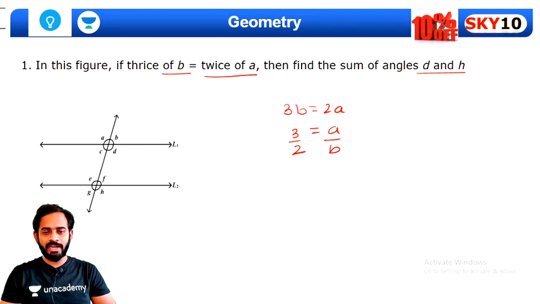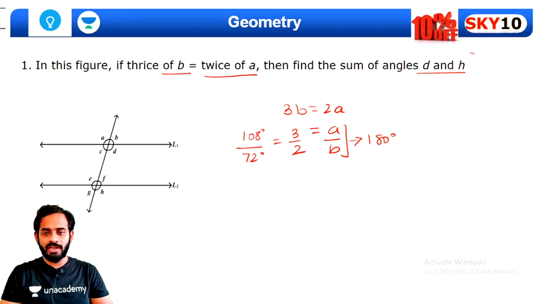Now we know that A and B are adjacent angles, or we can say they are linear angles, and for linear angles their summation is always 180 degrees. So if we divide this 180 degrees in the ratio of 3:2, what will be the value of A? Value of A will be 36 threes are 108 degrees, and 72 degrees will be the value of B.